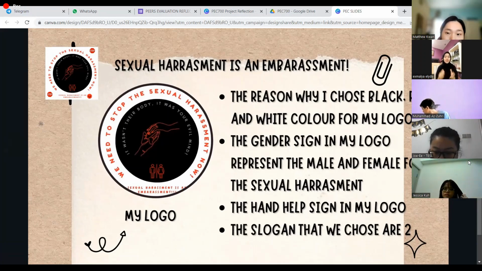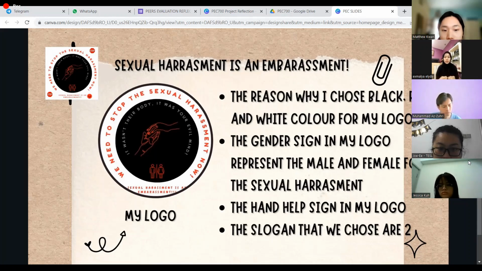As you know, sexual harassment is not a joking matter, so you cannot play around or make jokes about it, because it's a very serious issue that we need to stand up against, for ourselves or for other people who are being sexually harassed. And why did I choose white? White is a very smooth color, like a justice color. I put white in my logo because it could give justice to everyone who faces sexual harassment.